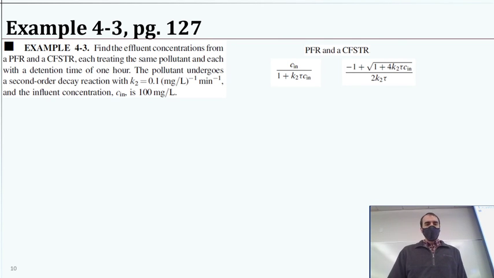Okay, so this problem, example 4.3, says find the effluent concentrations for a plug flow and a CSTR, each treating the same pollutant, each with a detention time of 1 hour. The pollutant undergoes a second order decay reaction with K2 equals 0.1 milligrams per liter per minute.